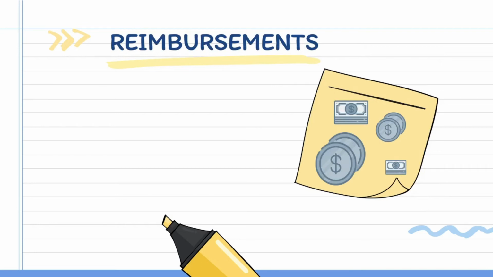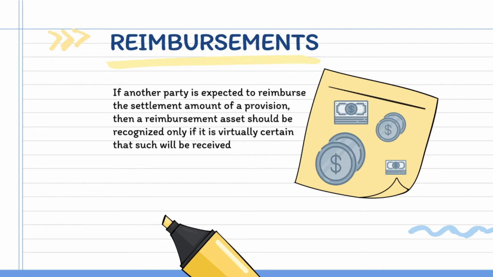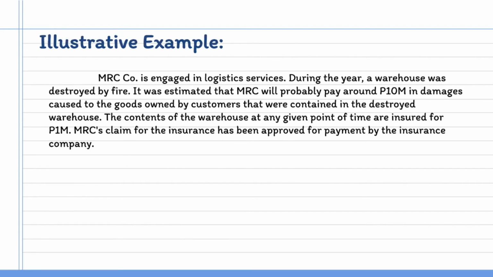Reimbursement of asset. Nire-recognize na ang reimbursement asset that is virtually certain, or may almost 100% chance na makakatanggap ng reimbursement. Example, MRC Co. is engaged in logistics services. During the year, a warehouse was destroyed by fire. It was estimated that MRC will probably pay around 10 million in damages caused to the goods owned by customers that were contained in the destroyed warehouse.